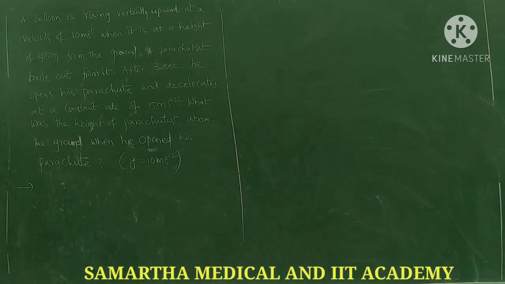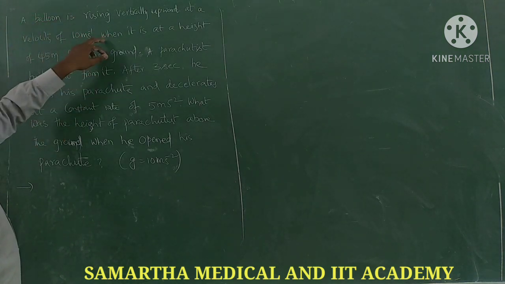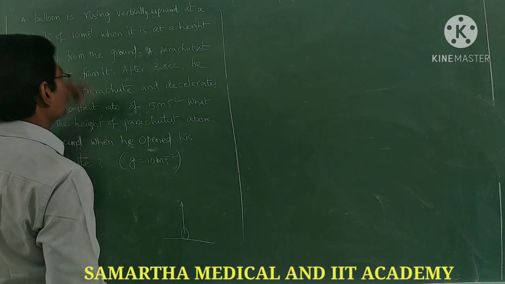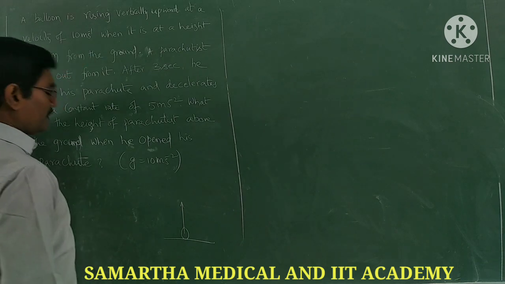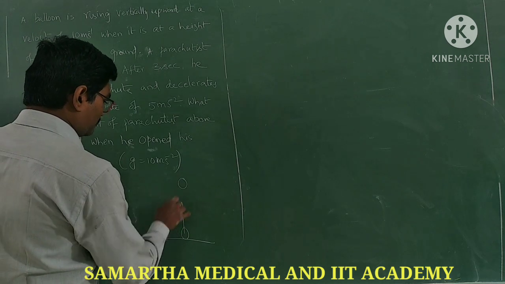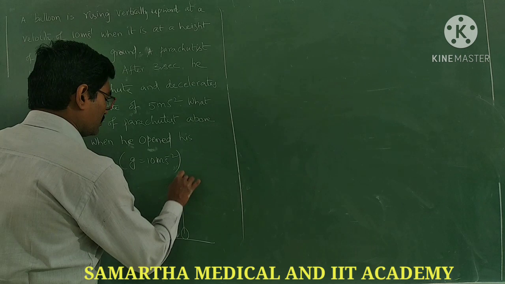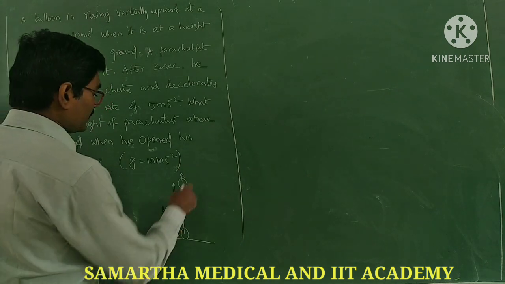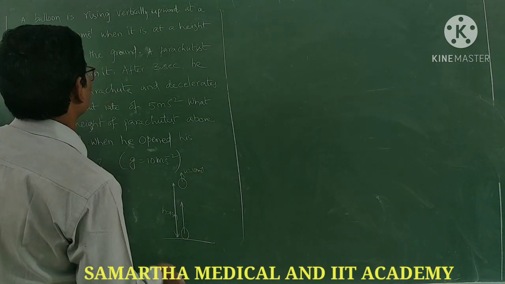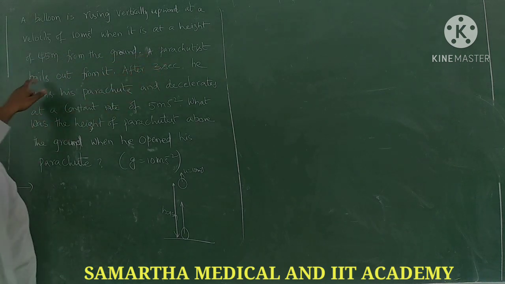Next question. A balloon is rising vertically upward at a velocity of 10 meter per second. This balloon is rising upward with a velocity of 10 meter per second. When it comes to a height of 45 meter, velocity u is given as 10 meter per second, and it is going with the same speed. When it is at a height of 45 meter from the ground, a parachutist bails out from it.